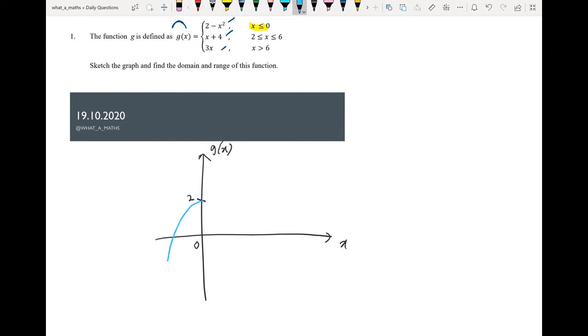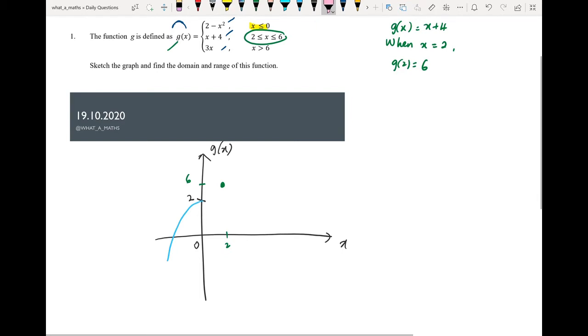Now I'll move on to the next graph, which is x plus 4. For x plus 4, it is a linear graph, and over here the gradient is positive, so this graph will be a straight line going up. So now when I check the domain, when x is equal to 2, this is for the graph of g(x) equals x plus 4. So g of 2 will give me 6. So here, when it is 2, this is 6. So this one will be a shaded dot because there's equality.